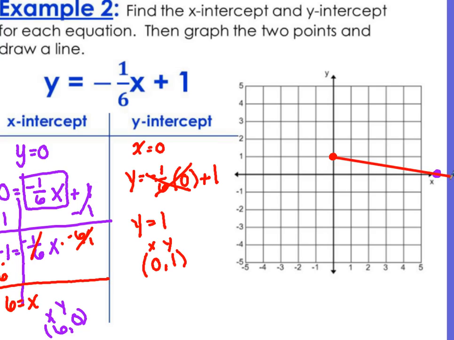Draw my straight line between those 2 points. And your line should look like this.